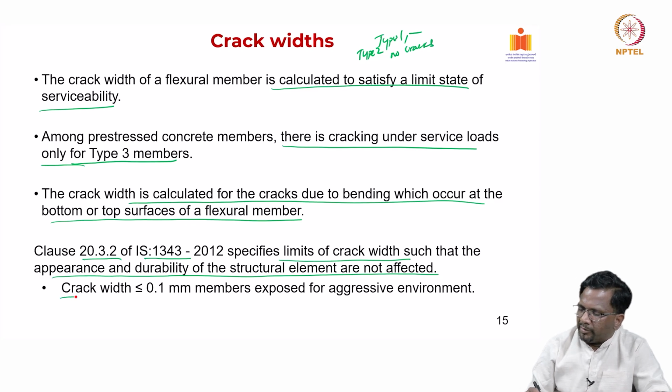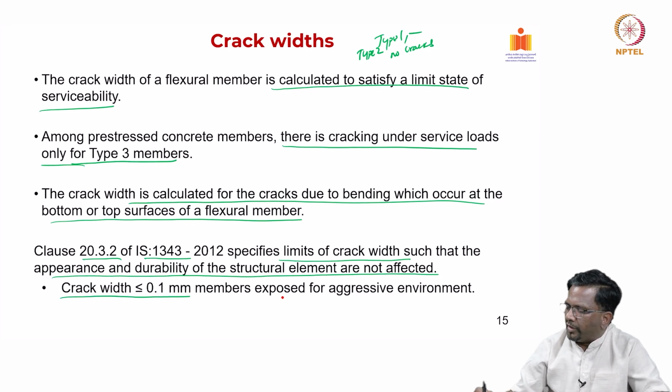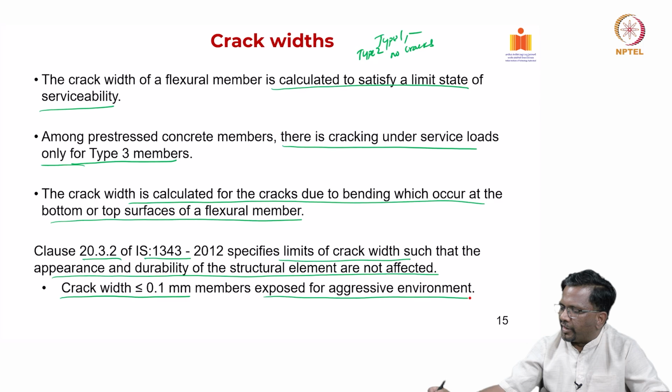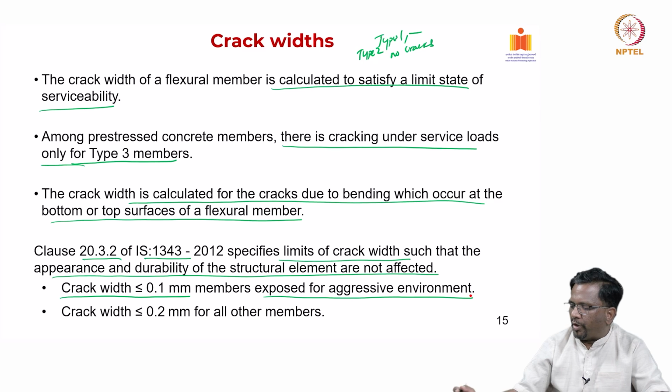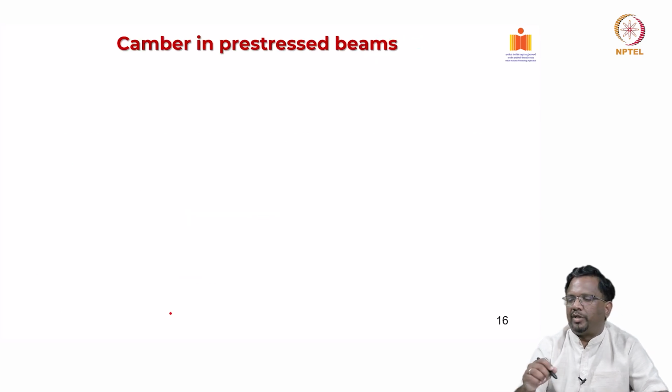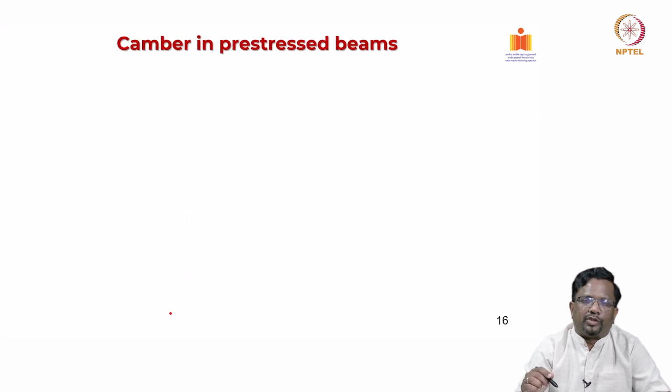Crack width has to be less than 0.1 millimeter for members that are exposed to aggressive environments like marine environment or which are rich in chlorides, and crack width has to be less than 0.2 millimeter for all other members. So, crack width cannot go more than 0.2 millimeter in a pre-stress system. Now, what is camber?